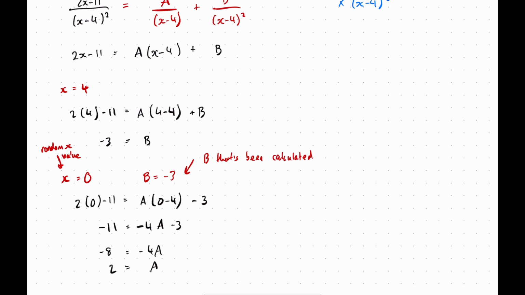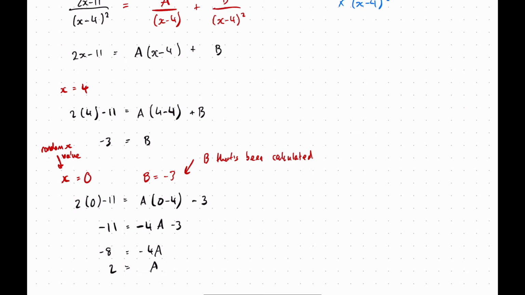I could have chosen any x value and it would have always given me a is equal to 2, because a is a constant. A doesn't change based upon x. X can be any value, but a is always 2. Okay? Any questions about that?